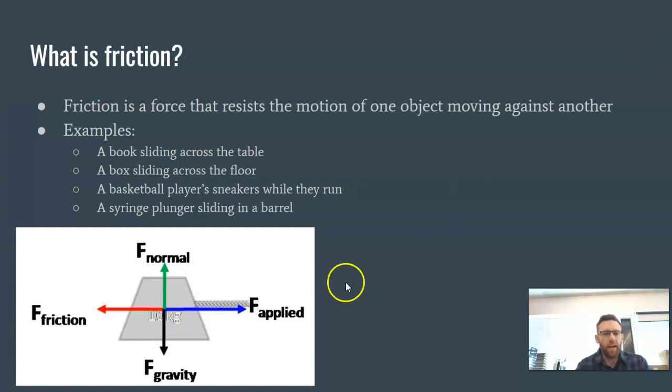And this is a diagram that you can see here of some of the major forces acting on an object. We've talked about applying a force. And if you've gotten this far, you've learned about gravity and normal force. And now we're adding this component of the force of friction, which is in the opposite direction as the force being applied.